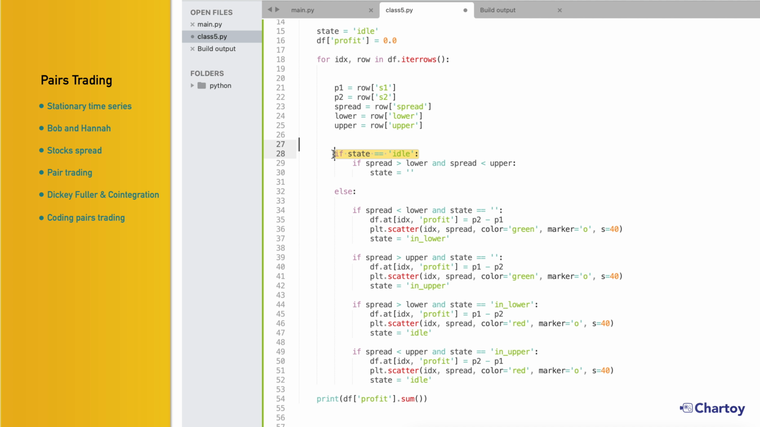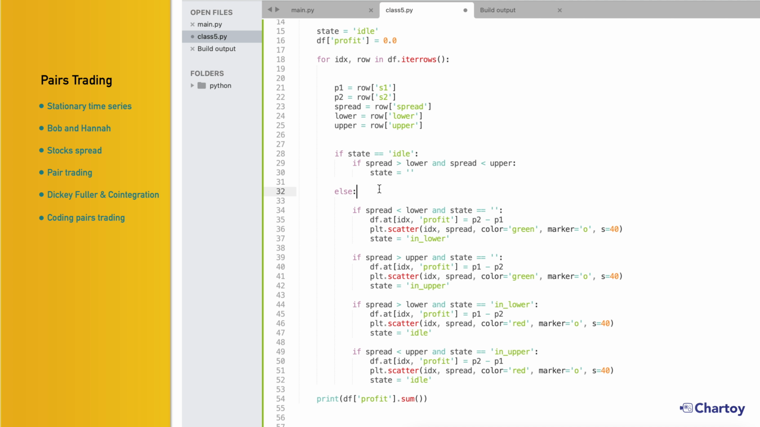We start with the state idle, right? This is the first state, and here we are waiting for the signal for the spread to be between the upper and lower band. We don't want to proceed taking any position before we are between the bands. So we ask when the spread is larger than lower and smaller than the upper, right? We want the spread to be between them before we change the state and are ready to take any position.